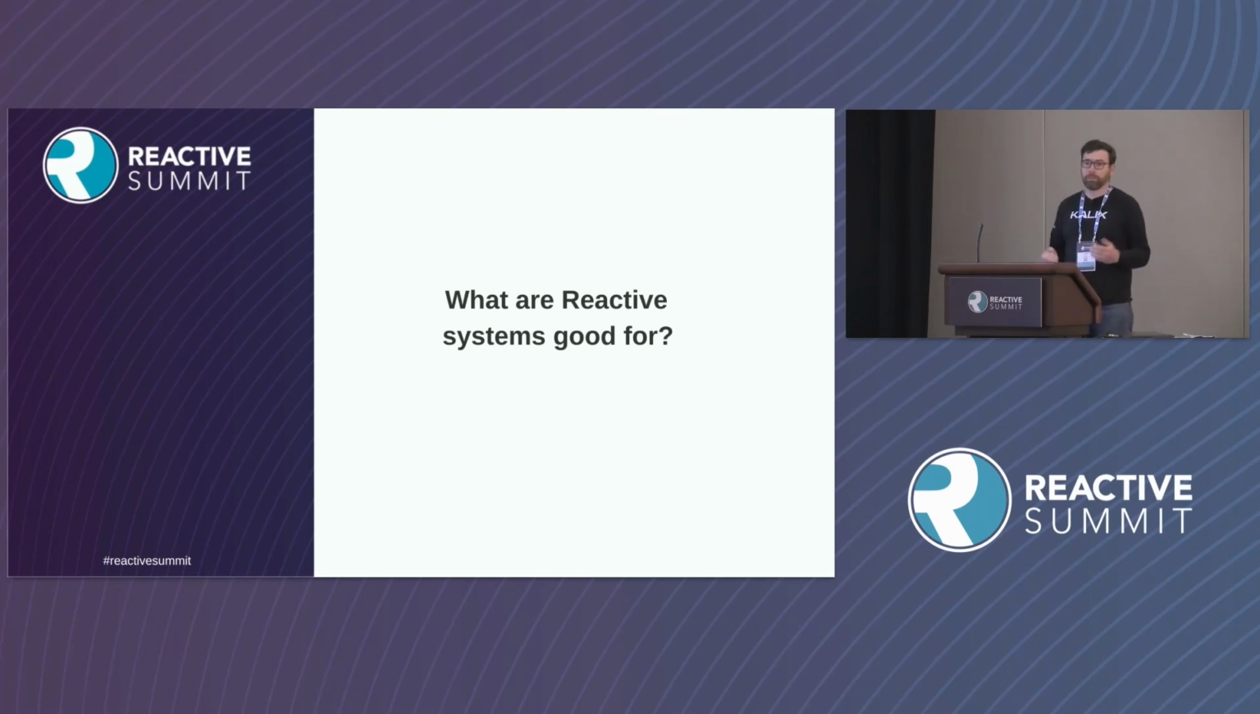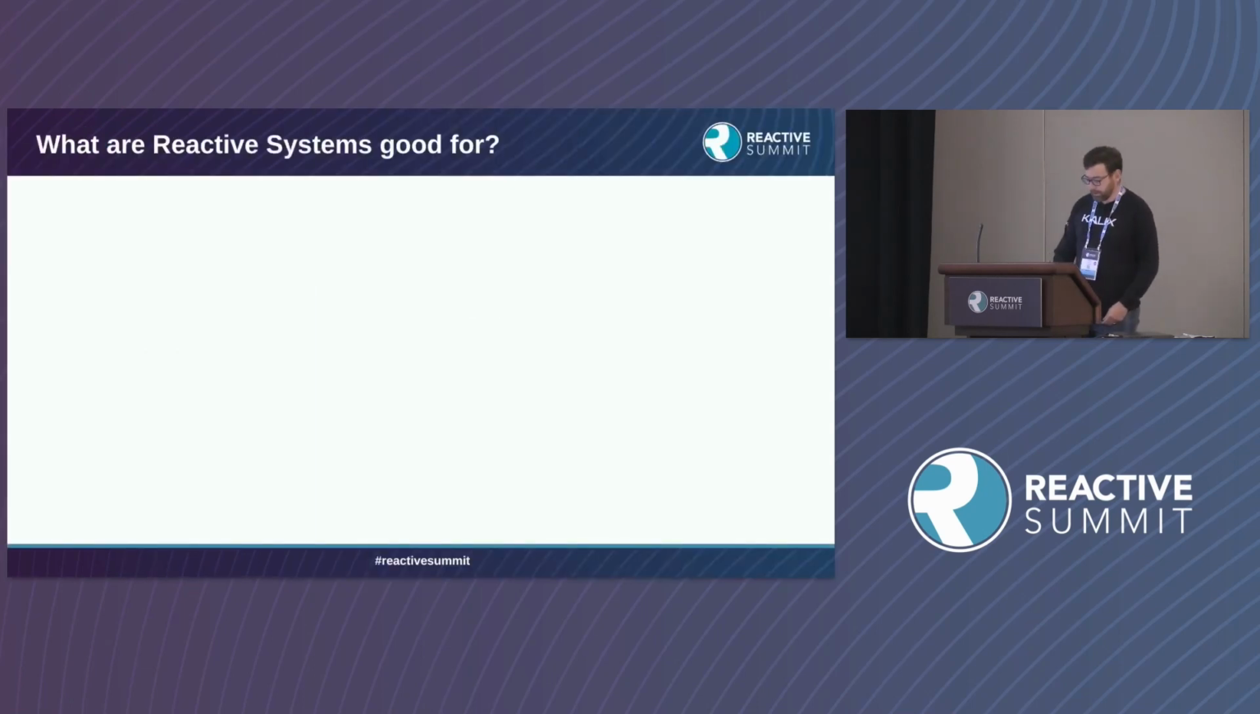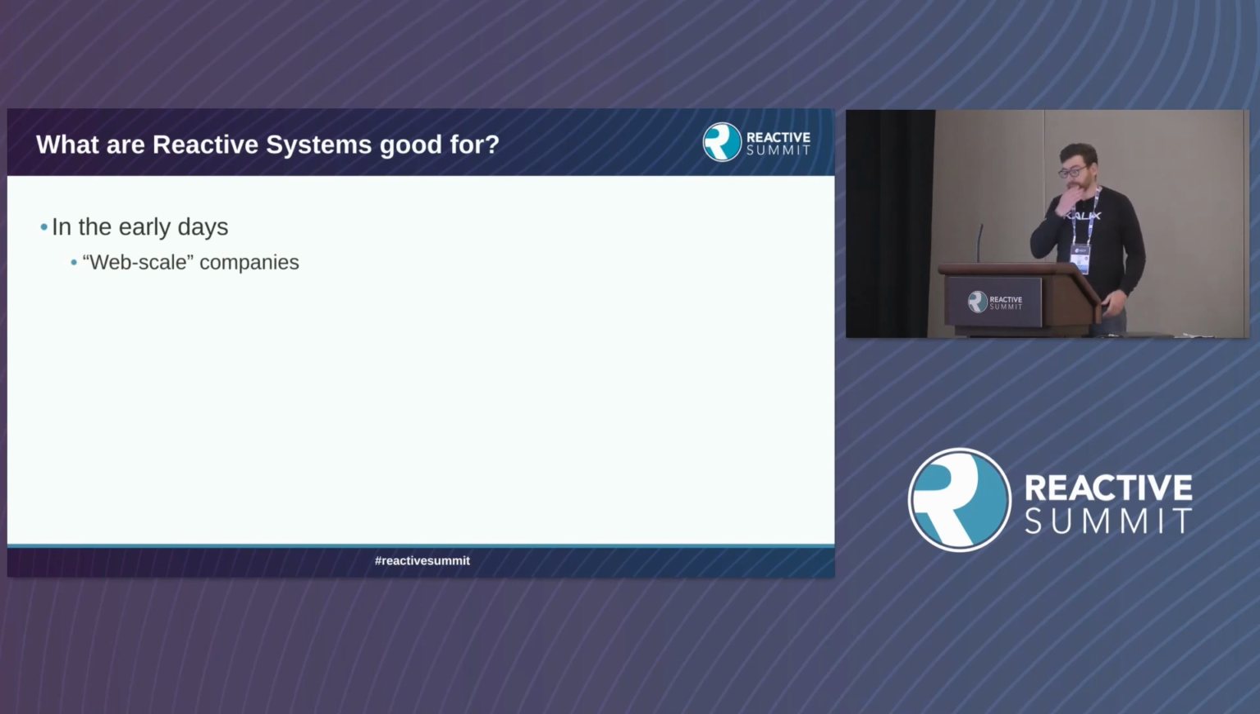So after we coined this Reactive Manifesto, what was it good for? Who would actually use these reactive patterns to build systems? In the early days, it was mostly web-scale companies.